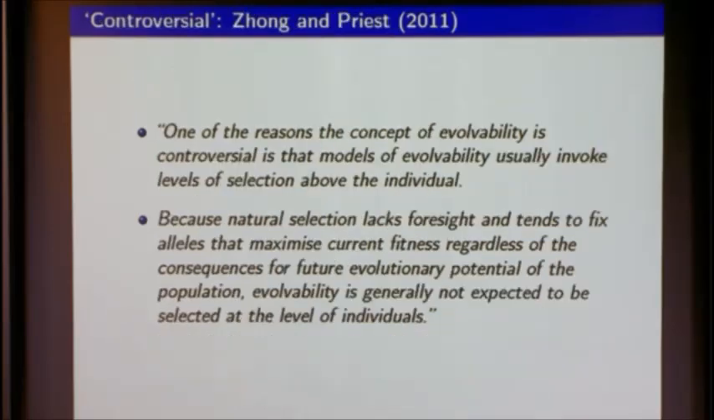One of the reasons that the concept of evolvability is controversial is that models of evolvability usually invoke levels of selection above the individual. Because natural selection lacks foresight and tends to fix alleles that maximize current fitness regardless of the consequences for future evolutionary potential of the population, evolvability is generally not expected to be selected at the level of individuals. And finally, one last quote.